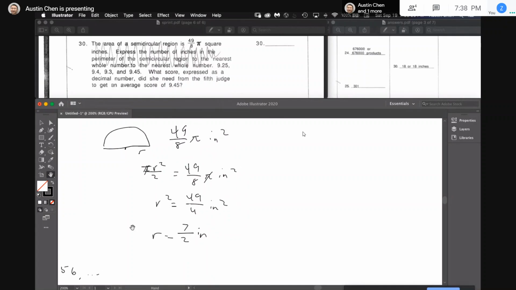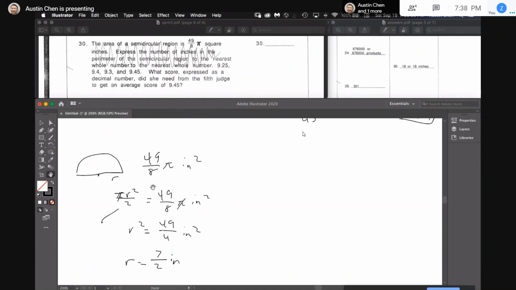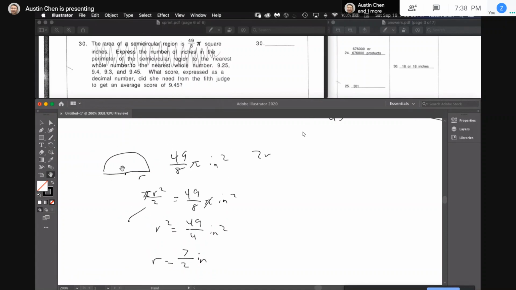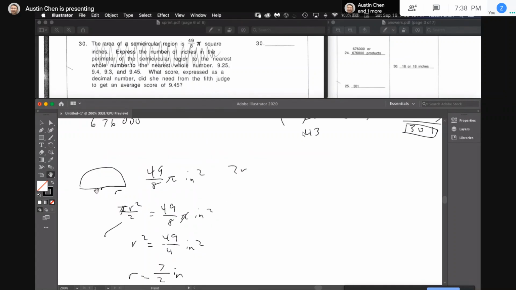So if the radius is 7/2 inches, we already know what the length of this segment is going to be. That's going to be 2r. And we just need to find the length of this arc. We can easily do that by thinking of the circumference, and this arc length will be the circumference over 2. The entire circumference is going to be the diameter, which is 2r, times pi.